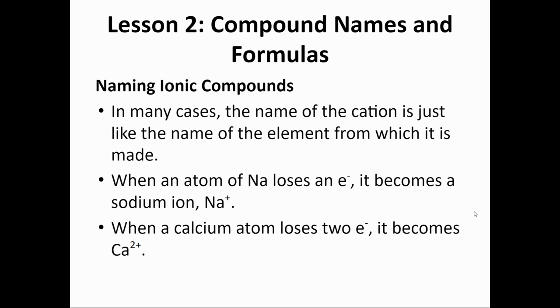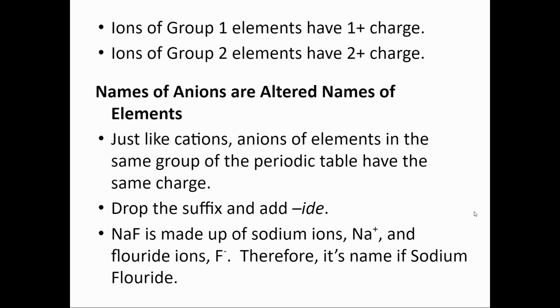So sodium plus. When the calcium atom loses 2 electrons, it becomes Ca2+. So again, if you go to the periodic table and you look, Ca has a certain number of protons, a certain number of electrons. If it gives up 2 electrons, it has 2 more protons than it does electrons, which is going to give it a +2 charge. So ions of group 1 elements have a +1 charge. Ions of group 2 elements are going to have a +2 charge.